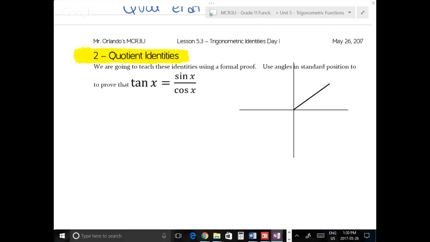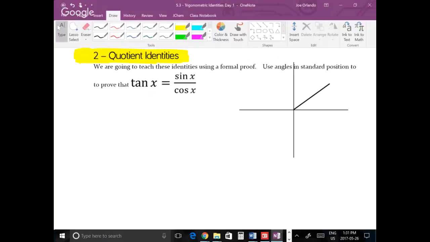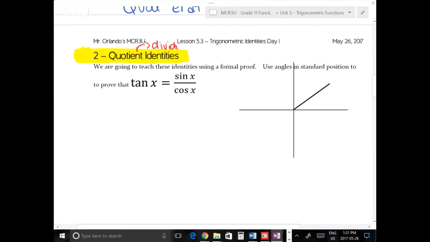Just like the sum is the result of adding, and the product is the result of multiplying. The difference is the result of subtracting. The quotient is the result of... it's the only operation I didn't say. The sum is what you get when you add a bunch of numbers together. The product is what you get when you multiply. The difference is what you get when you subtract numbers. Divide. And the quotient is what you get when you divide. That's right. So the quotient identities, quotient just means that we are dividing.